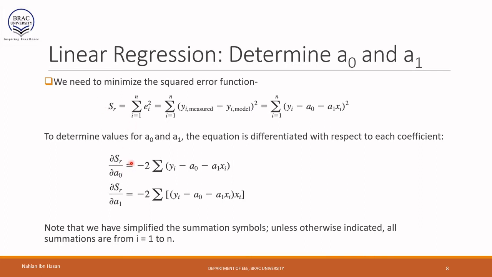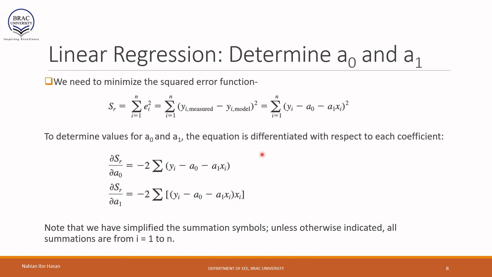If we differentiate this summation of the squared error term with respect to a0, we will get something like this. The 2 comes over here, so 2 times the summation of this term, and then we also differentiate the inner term, which gives us a minus sign here. That is the differentiation with respect to a0. If we differentiate with respect to a1, we will get something like this, minus 2, and because there is this term minus a1 times xi, we get this extra term xi.